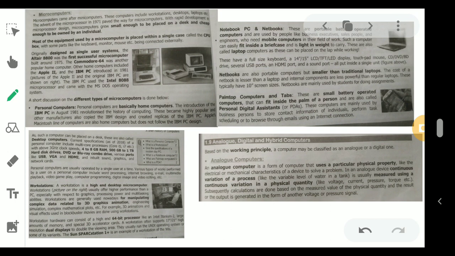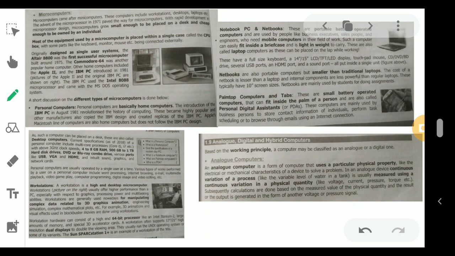Now we will talk about workstations. A workstation is a high-end desktop microcomputer. It usually offers higher performance than a PC, especially with respect to graphics, processing power, and multitasking abilities. Workstations are generally used nowadays for manipulating complex data related to 3D graphics and animations. The Sun SPARCstation 1 Plus is an example of a workstation of the 90s.